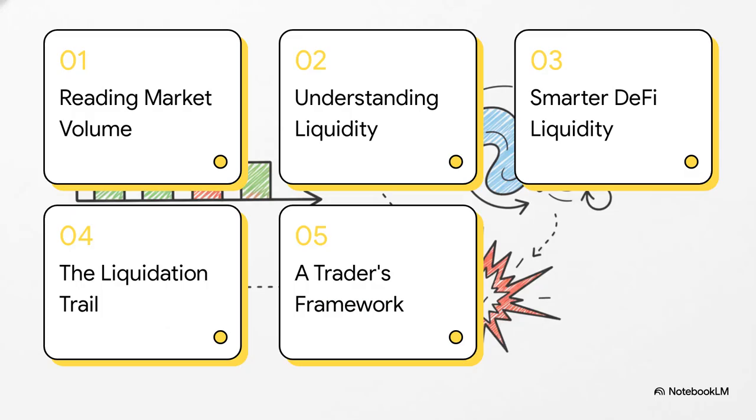So what's on the menu today? We've broken it down into 5 key parts. We're going to kick things off with volume. Think of it as the market's pulse. Then we'll build on that with liquidity. Check out a huge innovation in DeFi, and then follow the money with liquidations. And finally, we'll tie it all together into a smart, actionable framework.